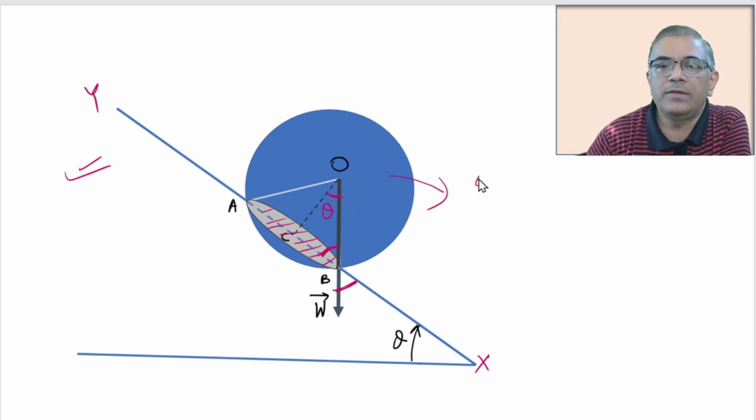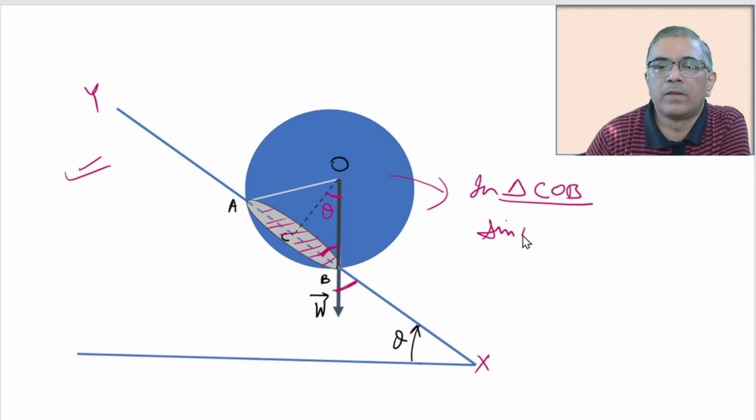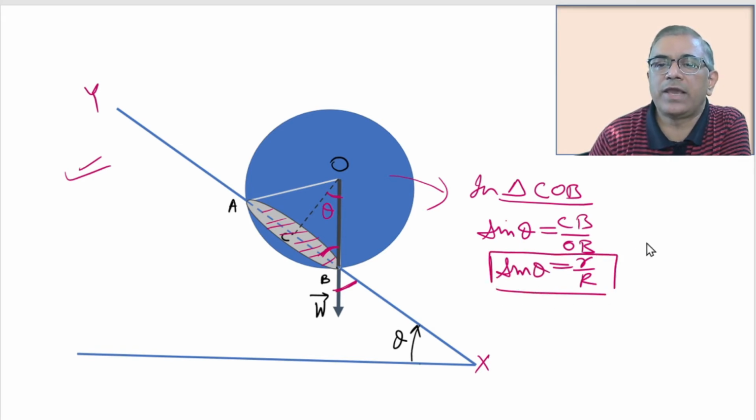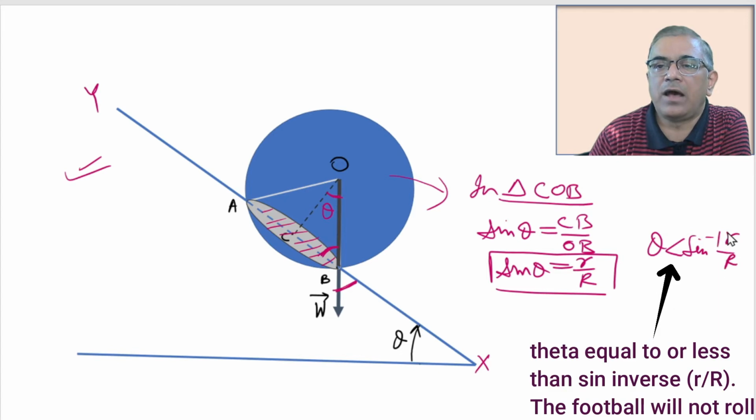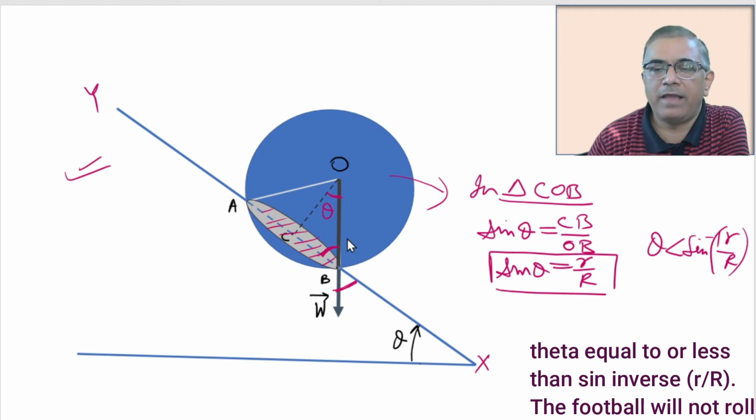So in triangle COB, sin theta is equal to CB by OB, and this is equal to small r by capital R. So this is the condition. As long as this condition is followed, as long as theta is less than sin inverse r by R, this football will not roll over this plank XY.